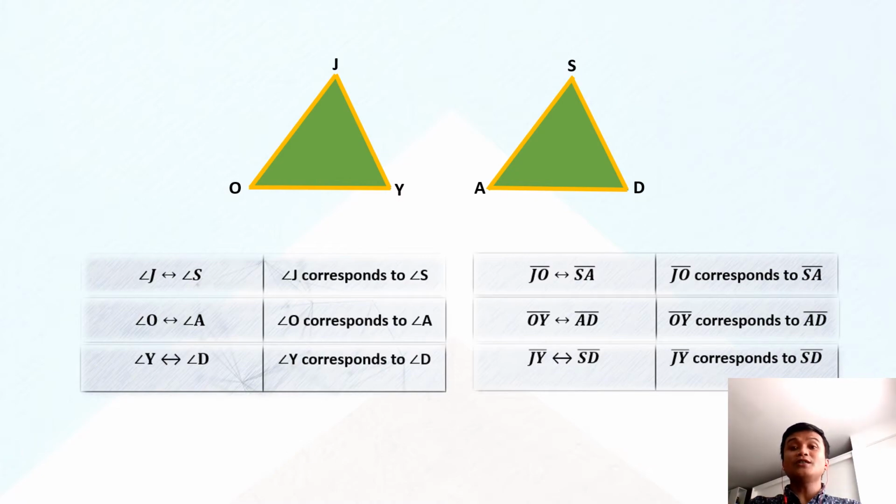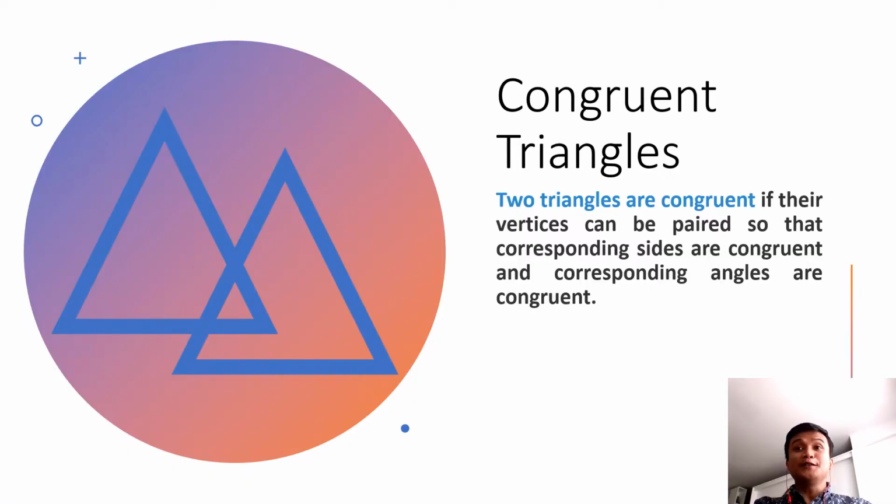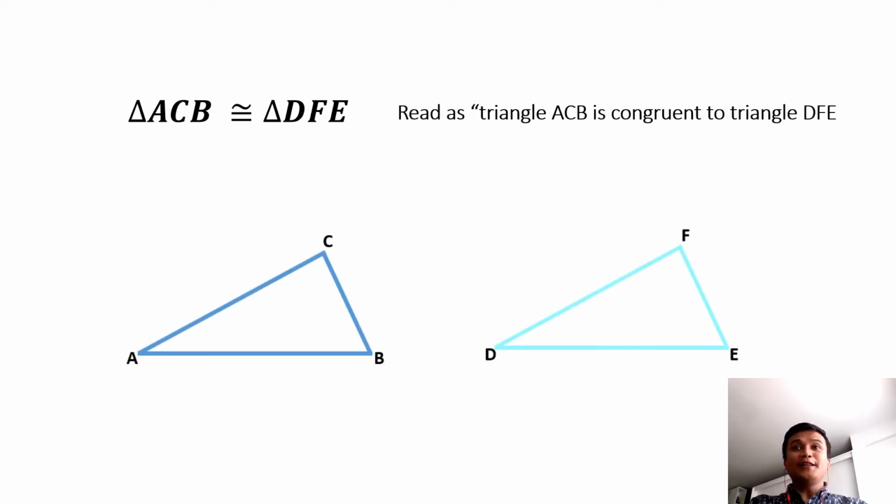And what is a congruent triangle? Two triangles are congruent if their vertices can be paired so that corresponding sides are congruent and corresponding angles are congruent. To understand more about congruent triangles, let's take a look at this example. We can read this as triangle ACB is congruent to triangle DFE. This symbol is for congruency, and this one is a symbol for triangle.